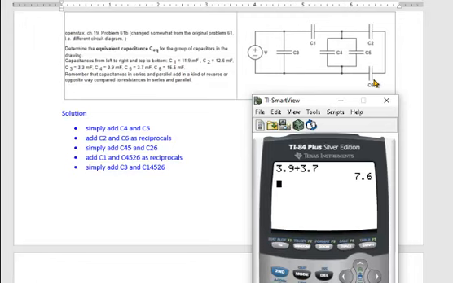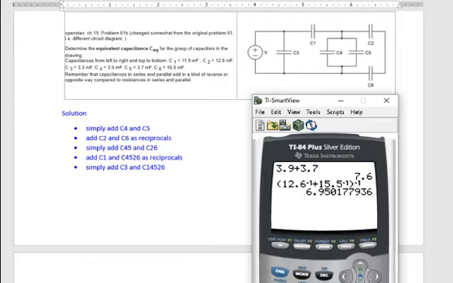C2 and C6 are in series with each other, so capacitances, they add as reciprocals. So C2 is 12.6, reciprocal, plus 15.5, reciprocal, and reciprocal again.